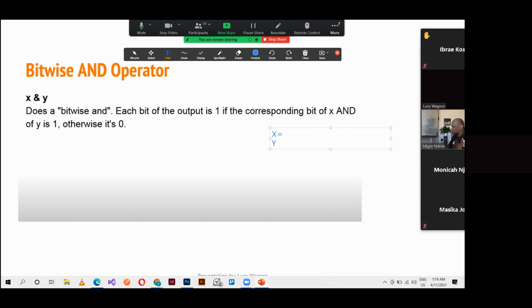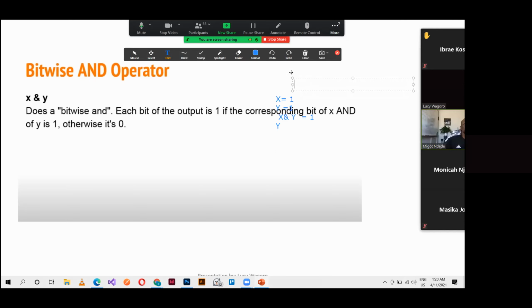So if I have my X as a 1 and my Y as a 1, and then I do an AND, so I say X and Y, then my result will be 1. So that is if both my X and my Y are 1 like that. Basically, I'll bring something that maybe we call a truth table to just show that.